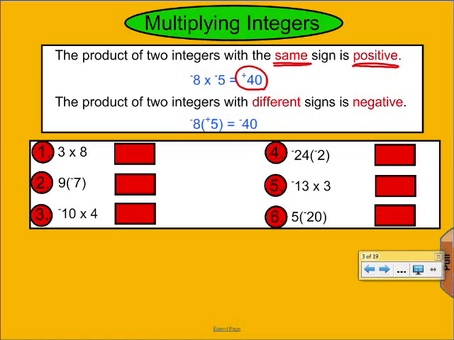The product of two integers with different signs is always going to be negative. So a negative 8 times a positive 5 would be a negative 40. Using those two rules, can you complete the 6 problems below? Pause the videocast and I'll wait right here for you.